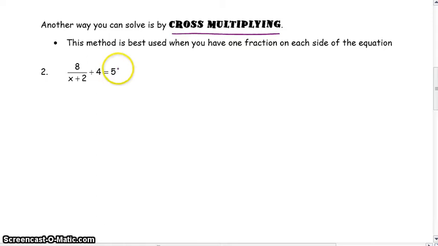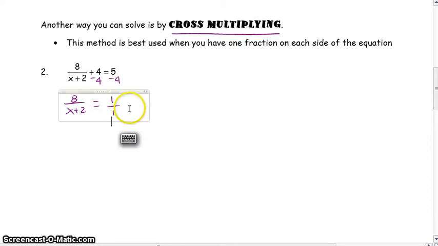So looking at this, we don't have one fraction on each side of the equation, but we can easily get it to that point. So to do that, we can move the 4 to the other side. So that would give us 8 over x plus 2 equal to 1. And as we know, if we have any whole number, we can write that as a fraction by just putting a 1 in the denominator, and that's still the same number.